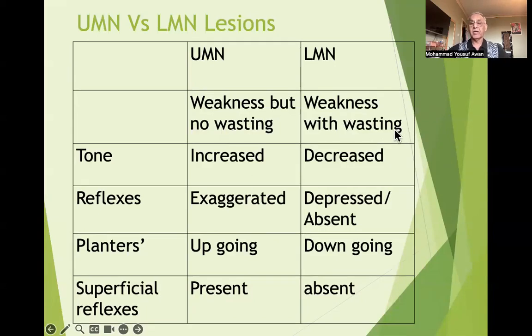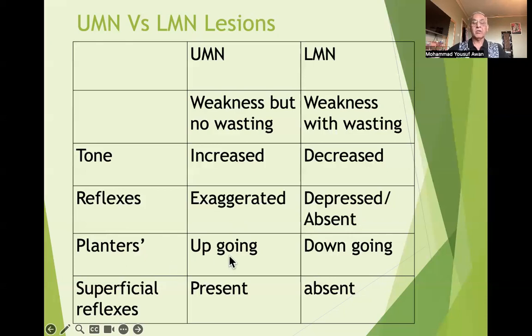Weakness with wasting is a lower motor neuron lesion. Tone is increased in the upper motor neuron lesion, but decreased in the lower motor neuron lesion. Reflexes are tendon reflexes, like knee jerk, ankle jerk, biceps, triceps, and brachioradialis. These are exaggerated in the upper motor neuron lesion, but depressed or absent in the lower motor neuron lesion.